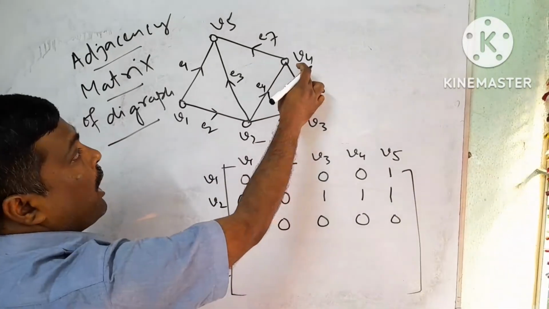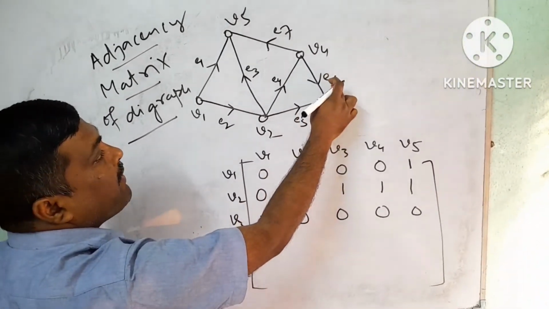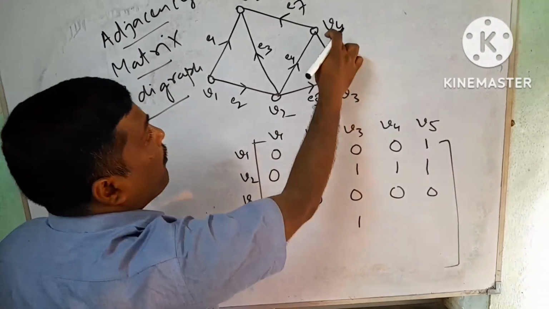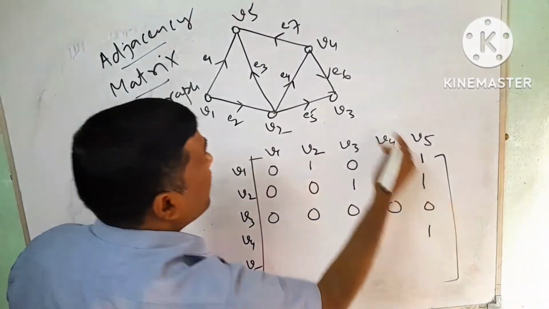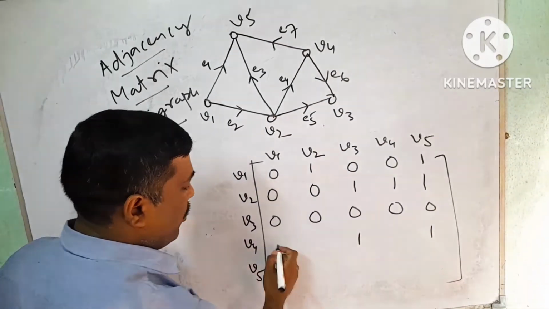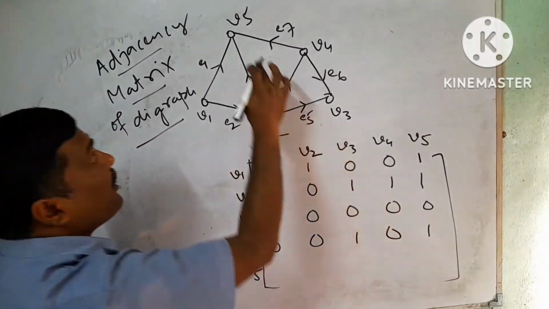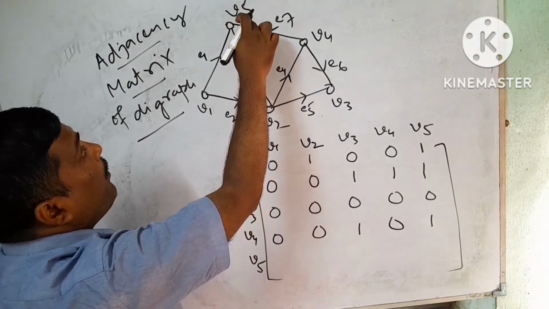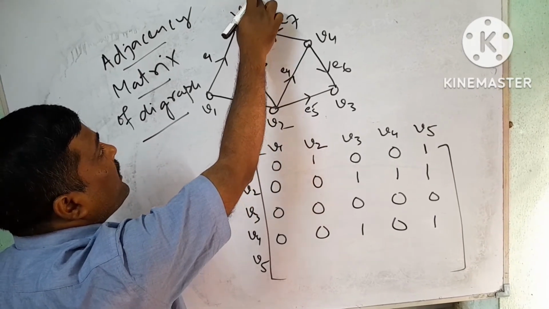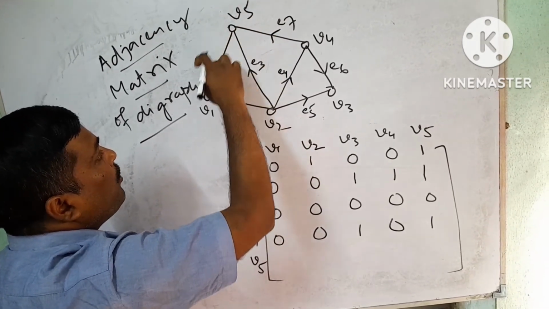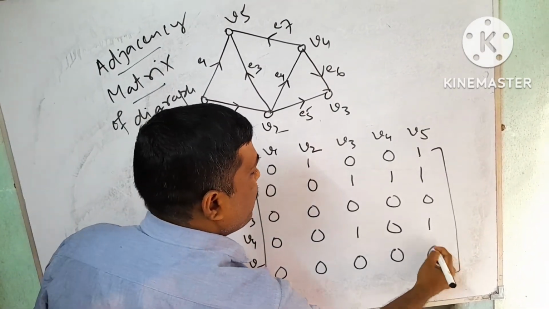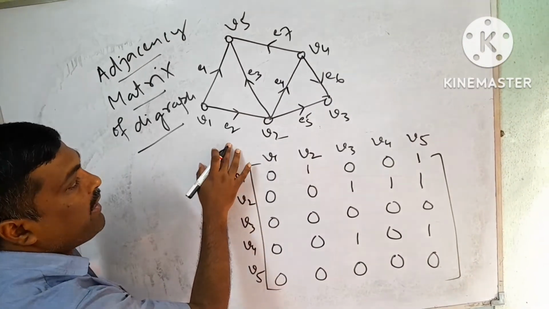Okay. Now incident out from V4, we have E6, that is V4 to V3 1, V4 to V5 1. For all other cases 0. Okay, now incident out from V5, there is no edge incident out from V5. So for all cases 0. So this is the adjacency matrix of this diagram.